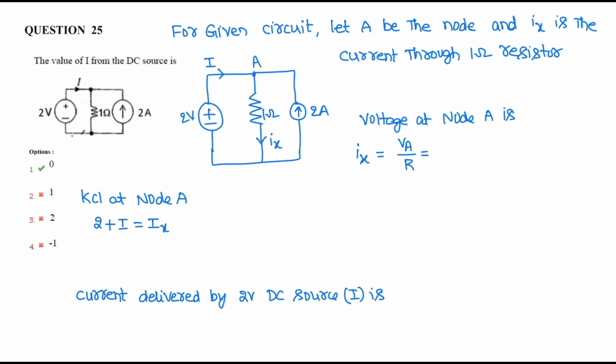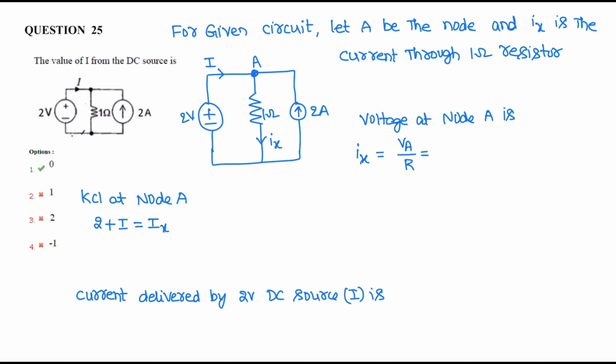Next question. Find the value of current I from a DC source. A 2 volt source is given and a 2 ampere current source is given. For the given circuit, let A be the node voltage, and let Ix be the current flowing through the 1 ohm resistor.